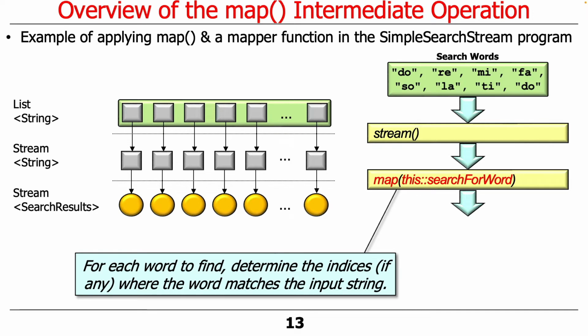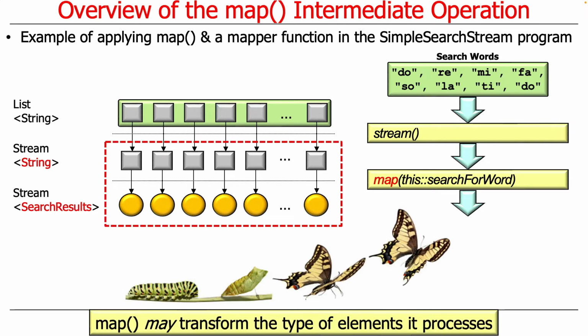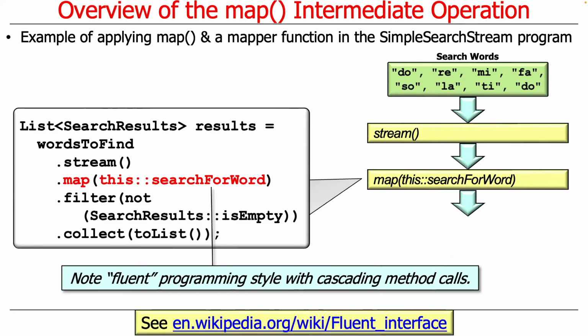So here's an example from the simple search stream program of applying map and a mapper function. This is the map intermediate operation, which works on the stream of search words. And for each search word, we're going to search for the word. That's going to determine the indices, if any, where the word that we're looking for appears in the input stream. So that's what map does. And as I mentioned before, transformations may occur. It doesn't have to occur, but in this case, it does occur. So we are going to go from a stream of strings to a stream of search results.